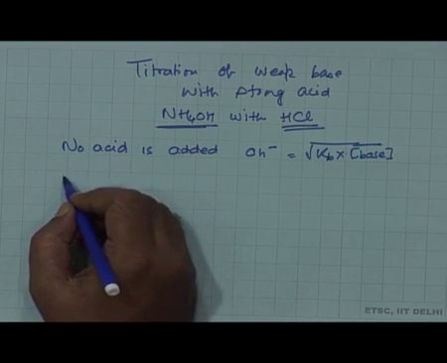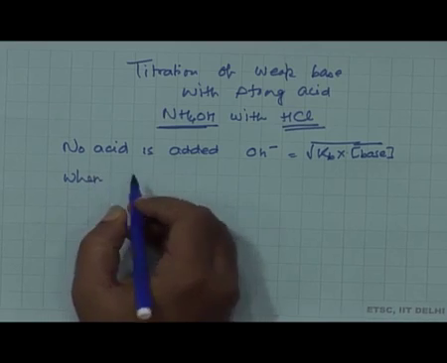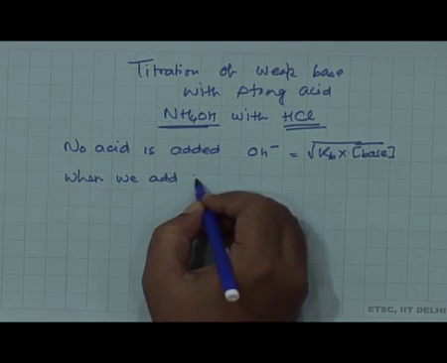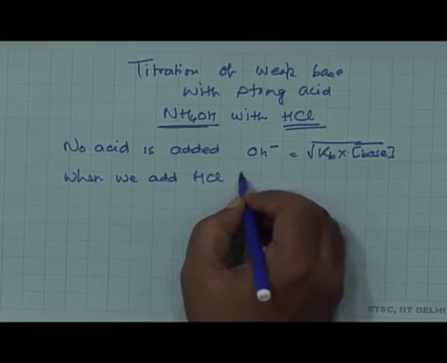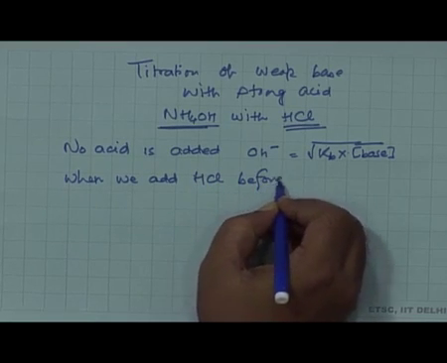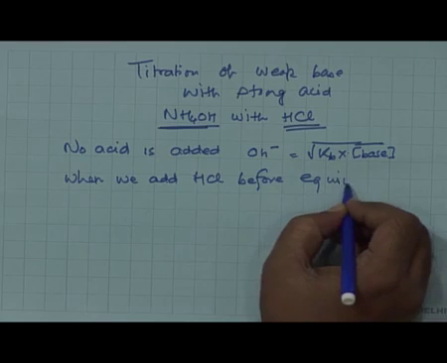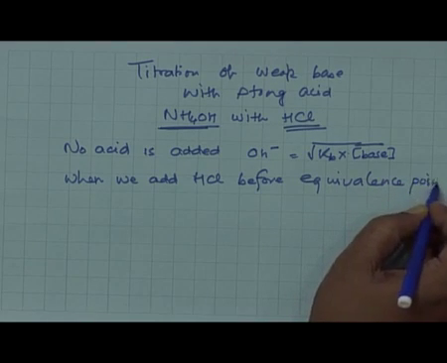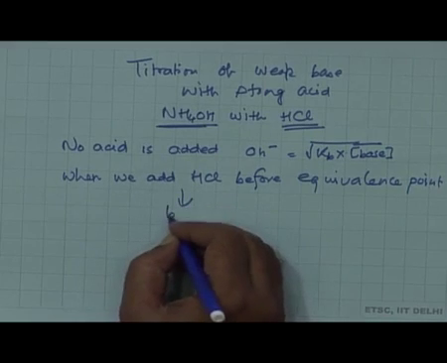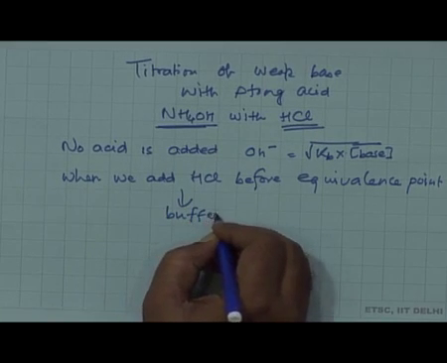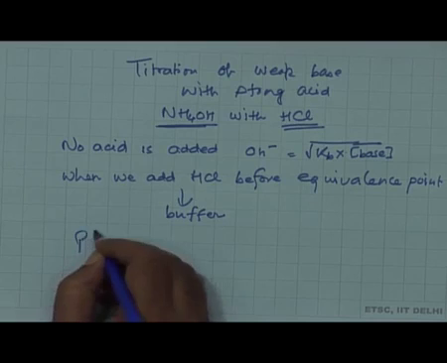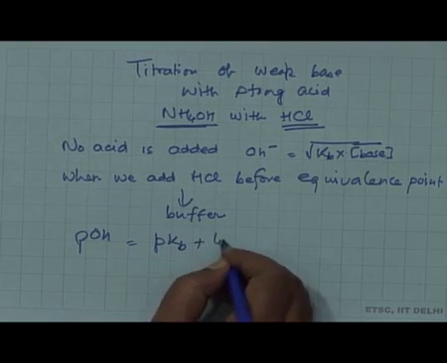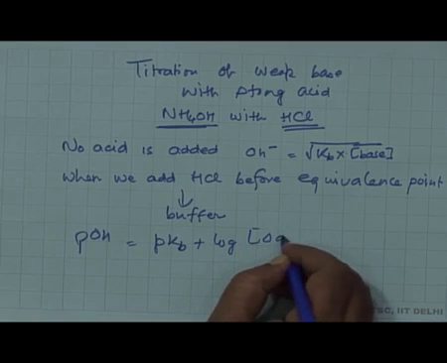When we add HCl before the equivalence point, you will get a buffer, and in this case pOH will be given by pKb plus log salt by base.